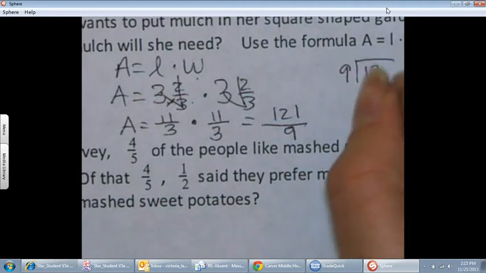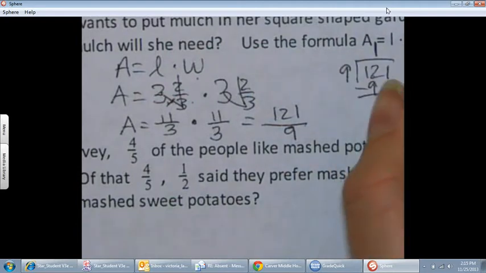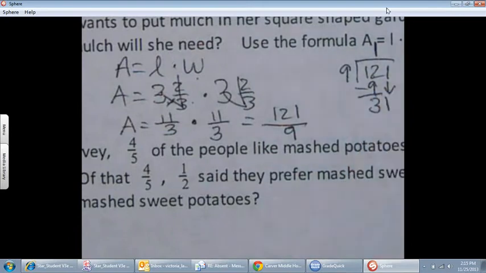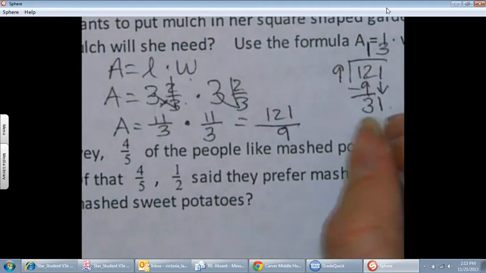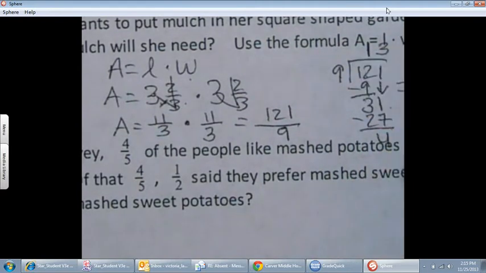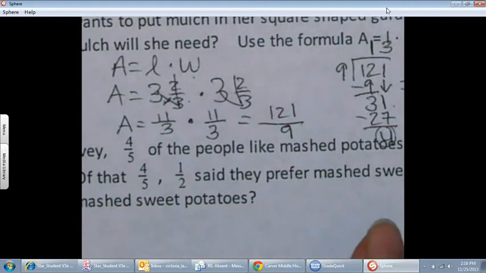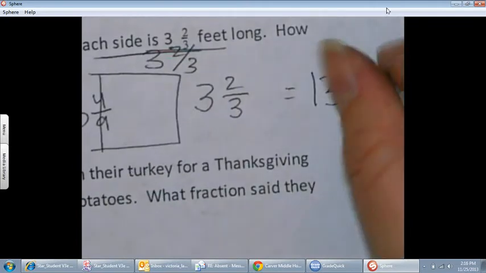9 goes into 12 one time. Gives me 3 left over. I bring down the 1. 9 goes into 30 3 times, which is 27 with 4 left over. So my answer is going to be 13 4/9. So I'm going to write it over here so we can see it better. So the answer is 13 4/9.